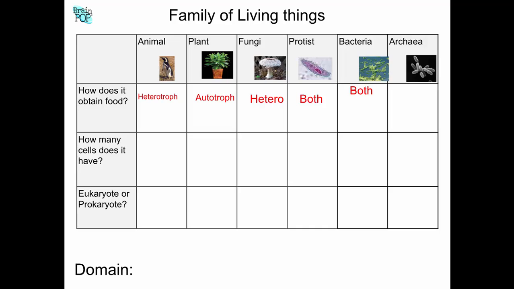Archaea. They're autotrophs. They obtain energy not necessarily through photosynthesis. Some of them use chemical energy as their form of nutrition. So they're sort of unique in a lot of their means of metabolism.